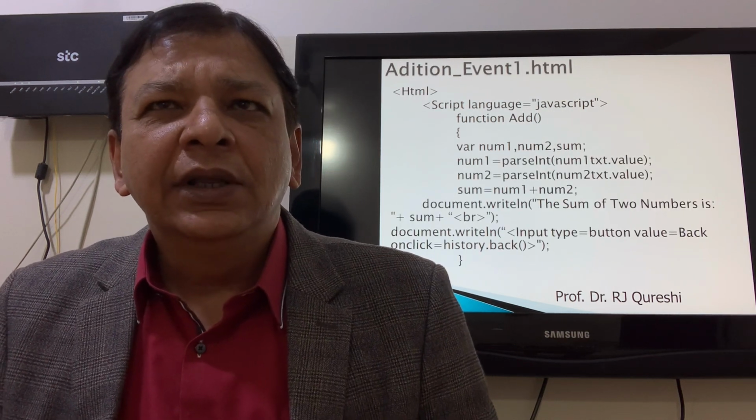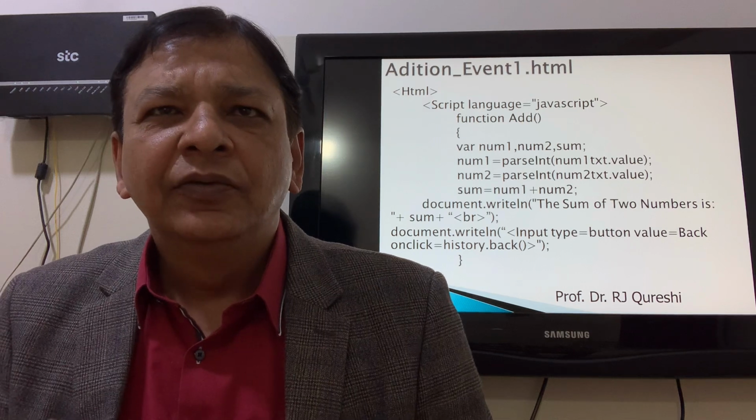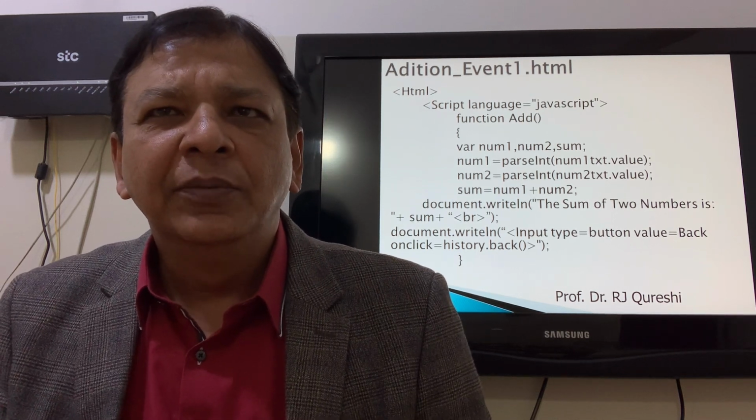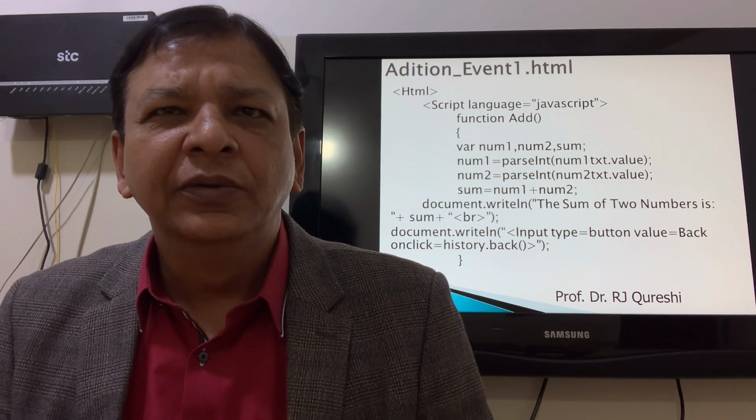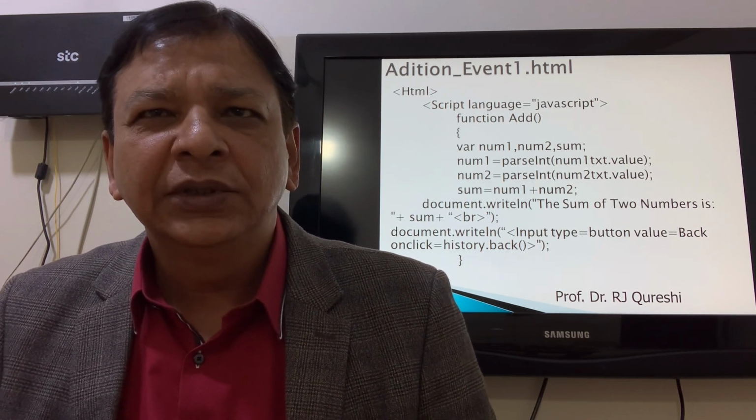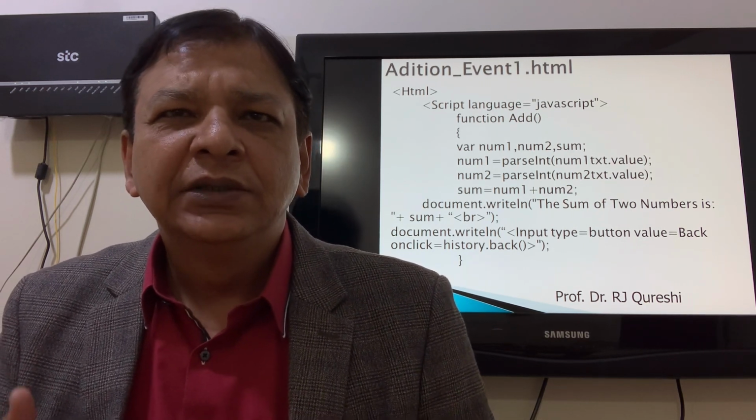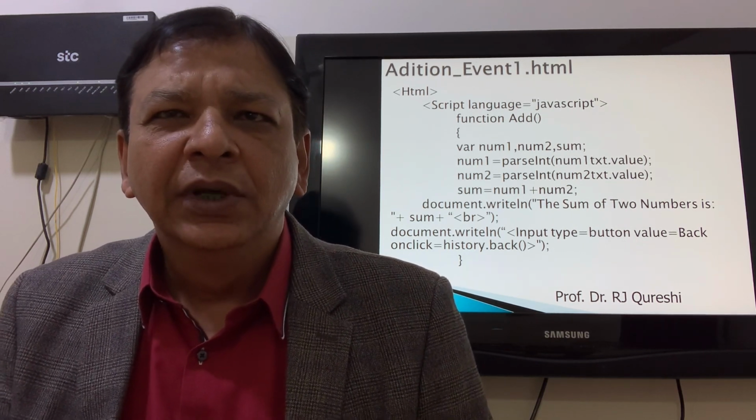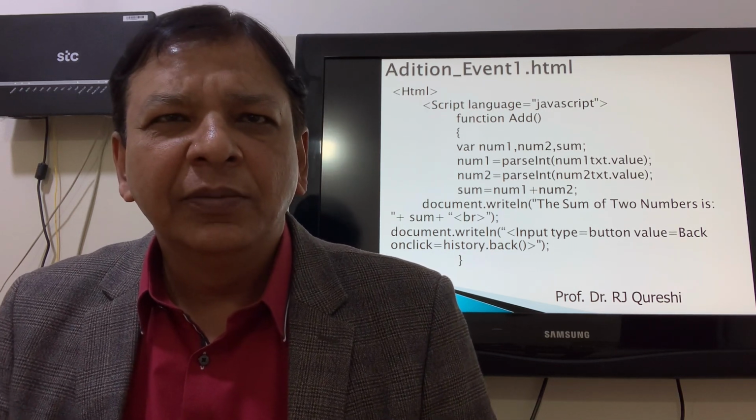Addition event.html. Script language is equal to JavaScript. Function add. var variable num1, num2, sum. Num1 is equal to parseInt num1 txt dot value. Num2, parseInt to process string into integer, parseInt num2 txt dot value. Sum is equal to num1 plus num2. document dot writeln, the sum of two numbers is the variable sum.